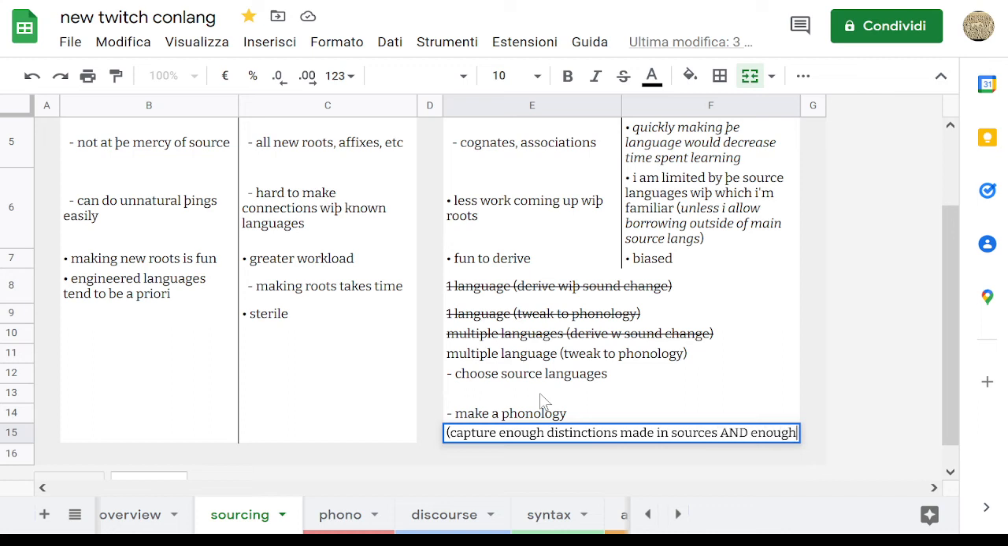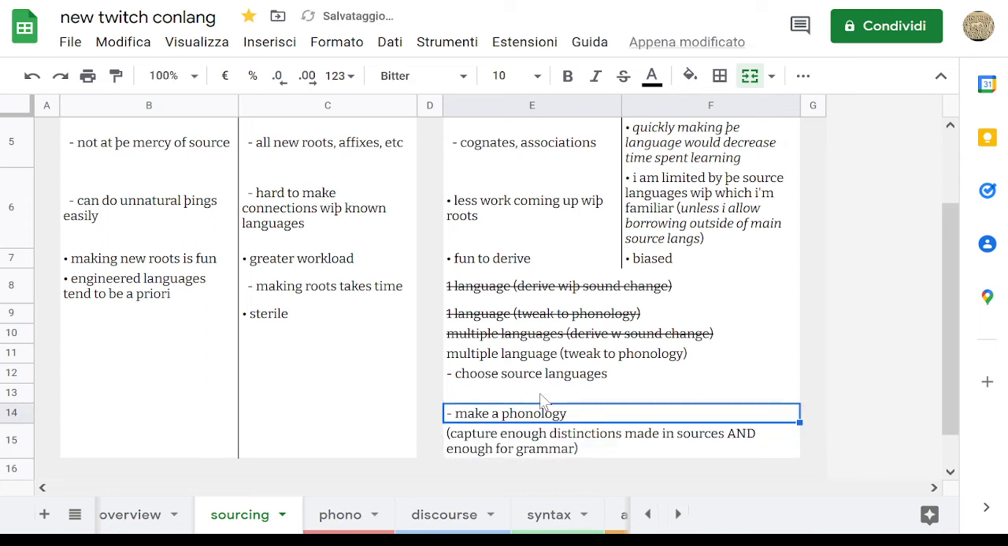And enough for grammar. I wanted to have enough sounds to distinguish different grammatical things in my language, and that's why I talked about grammar first.